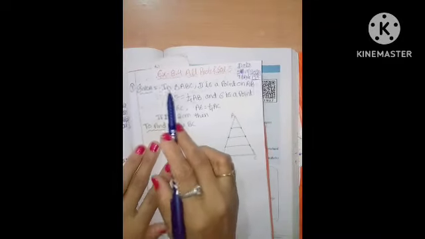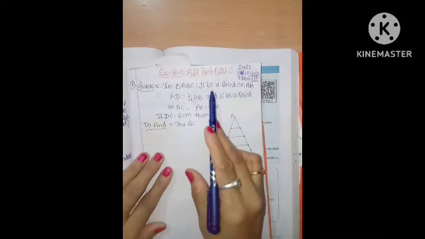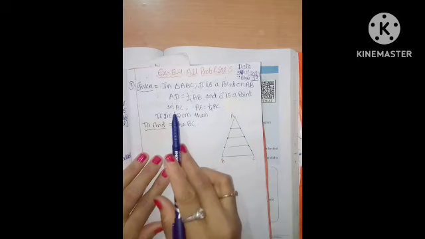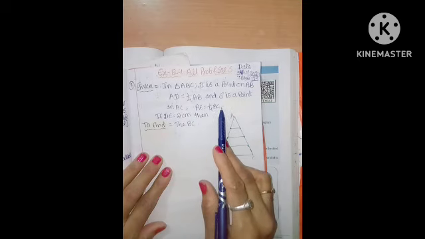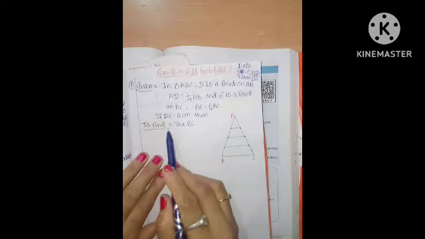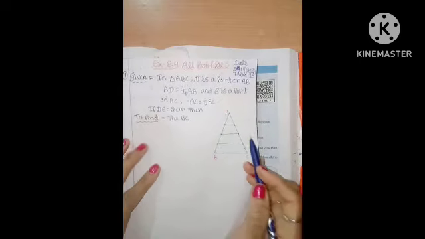First, how to write the given data in our problem. This is the given: in triangle ABC, D is a point on AB and AD equals 1/4 AB, and E is a point on AC, AE equals 1/4 of AC. If DE equals 2 centimeters, then I have to find BC.